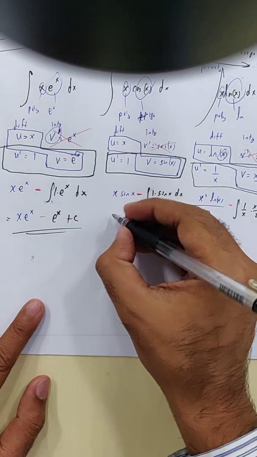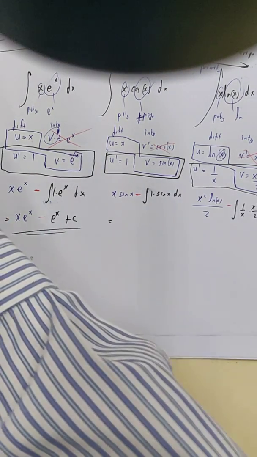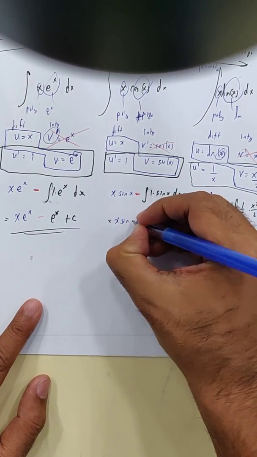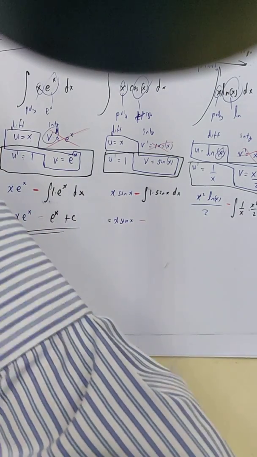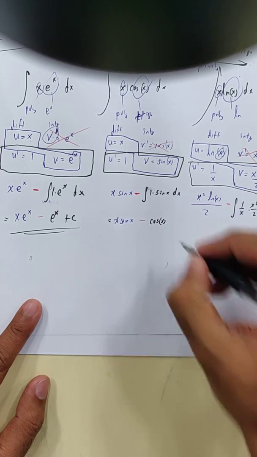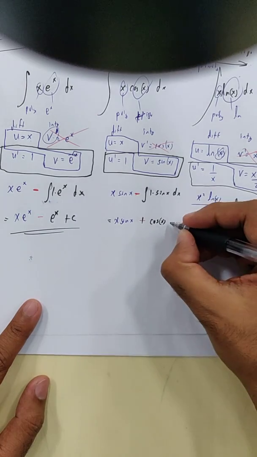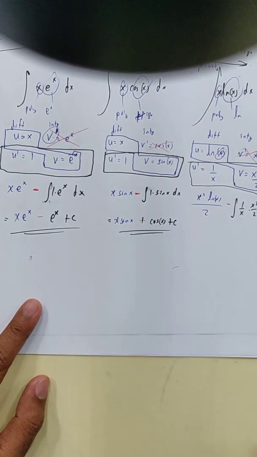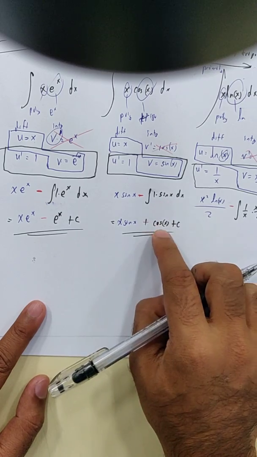What about this one here? x sine x is done. You don't have to do anything. Minus. Integrating sine x is negative cos x. So, what should I do with the negative? Negative plus, very good. Plus c, and then we are done. Negative from cos x goes here.